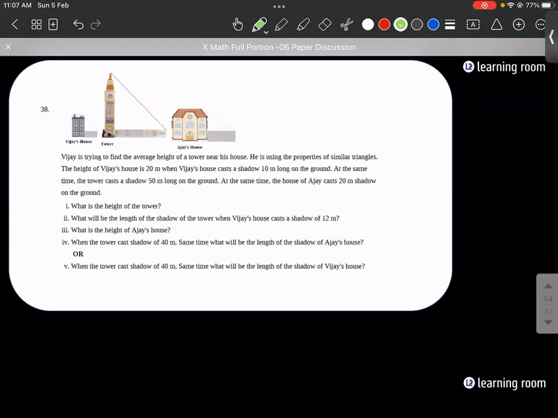What is the height of the tower? 100 meters. Correct. What will be the length of the shadow of the tower when Vijay's house casts a shadow of 12 meters? 60 meters. Correct. What is the height of Ajay's house? 40 meters. Correct. When the tower casts a shadow of 40 meters at the same time, what will be the length of the shadow of Ajay's house? 16 meters. And of Vijay's house? The answer is 8 meters.